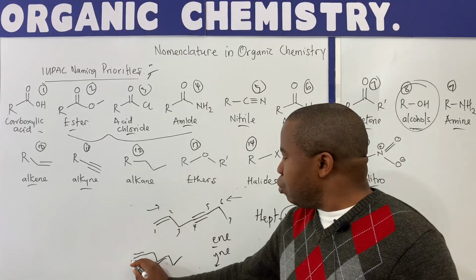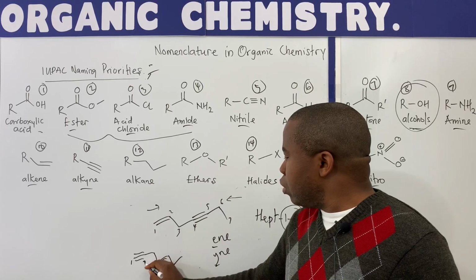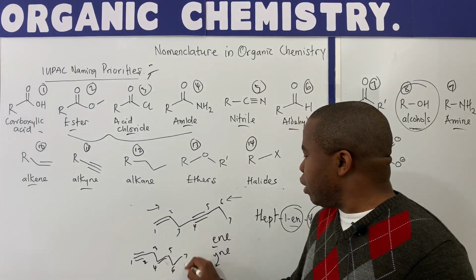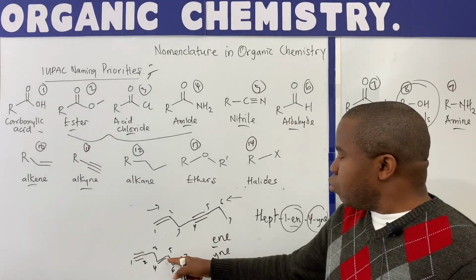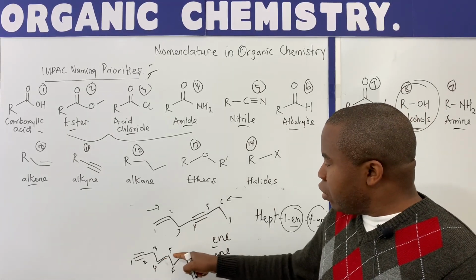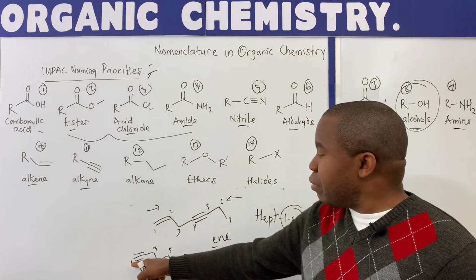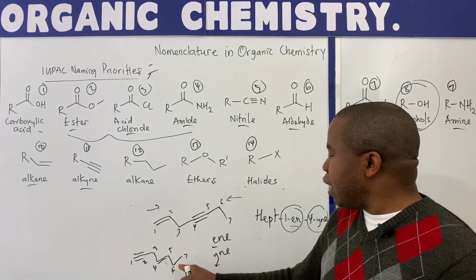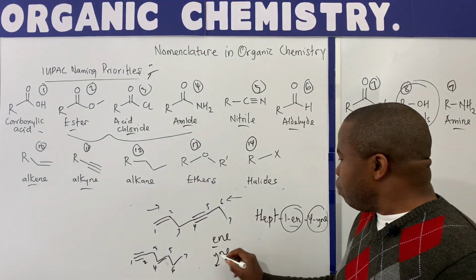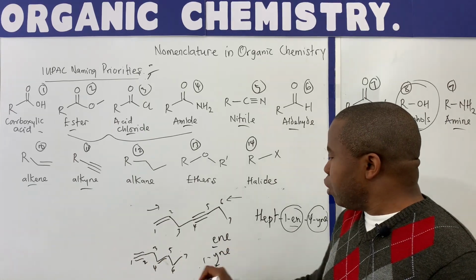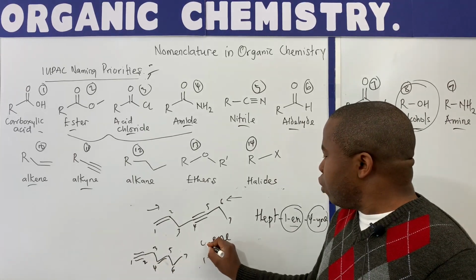So this is going to be 1, 2, 3, 4, 5, 6, 7. We are not going to start with the alkene, because if we start with the alkene, we're going to have it on the 3rd carbon atom. So we're going to start with the alkyne here. So it's going to be 1, 2, 3, 4, 5, 6, 7, and that's going to give us the yne in the 1st position and the ene in the 4th position.